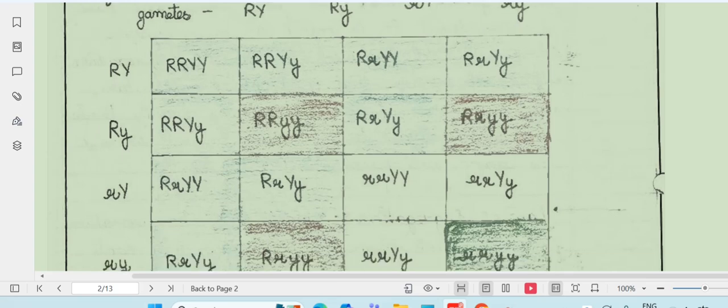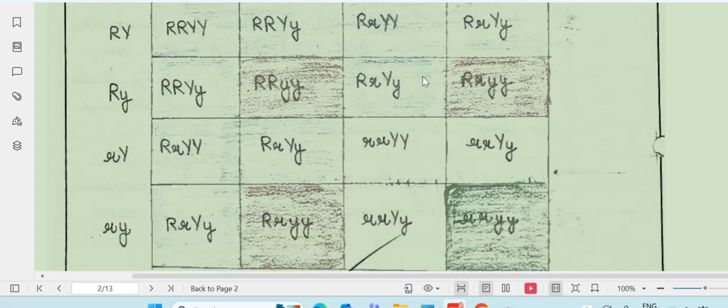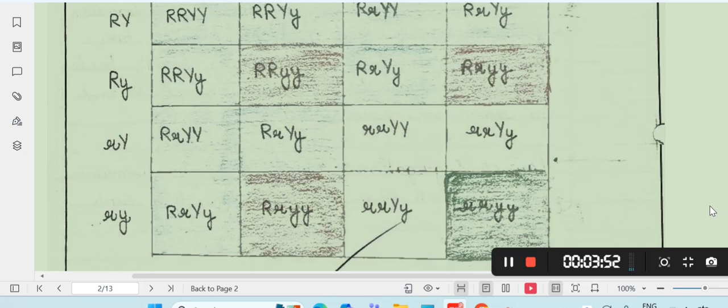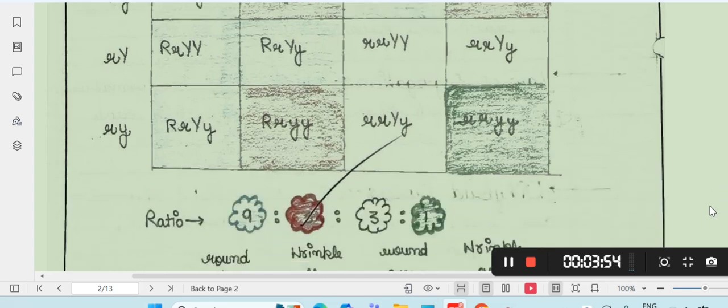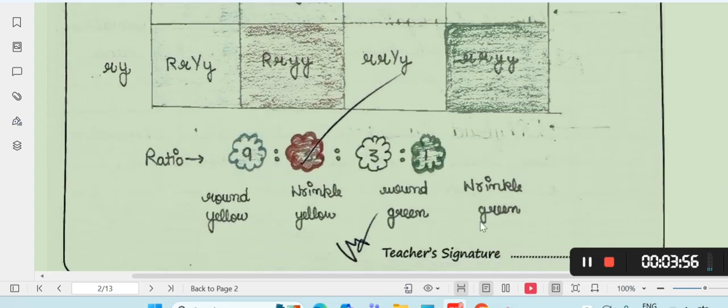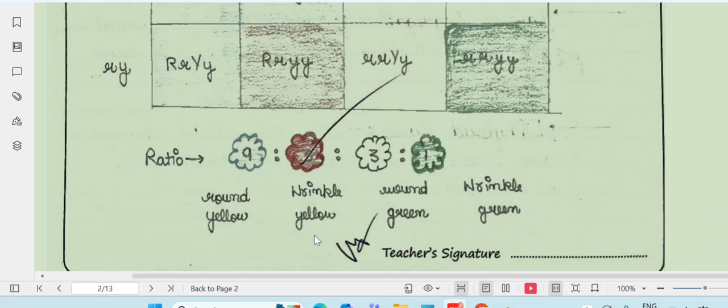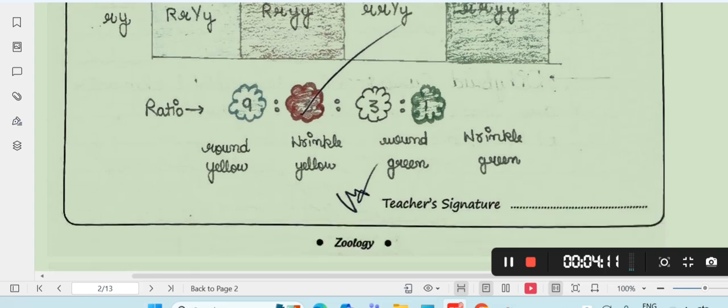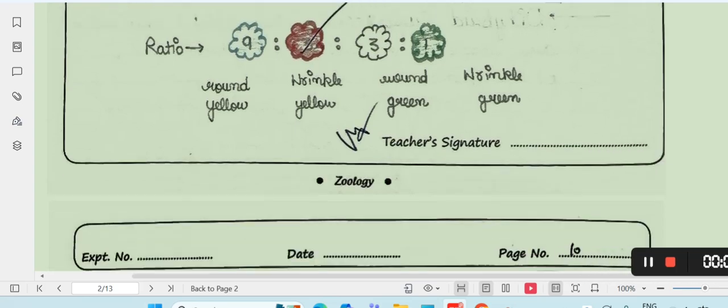When you get the results here, you can see that 9 are of the same kind, 3 are the same, and so on, giving 9:3:3:1. So the ratio is 9 round yellow, 3 wrinkled yellow, 3 round green, and 1 wrinkled green, which is small r small y. In this way you can explain the dihybrid cross and the monohybrid cross. So this is about the two experiments, monohybrid cross and dihybrid cross.